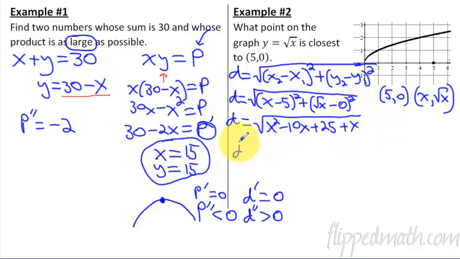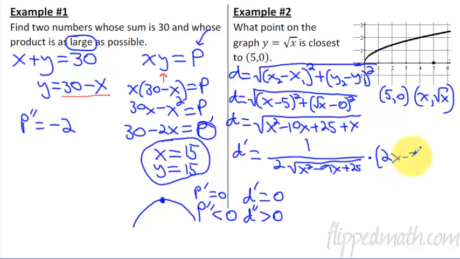So the derivative of the distance is going to be 1 over 2 square root of x squared minus 9x plus 25, and then times the derivative of the inside. So now I'm going to have times 2x minus 9, the derivative of the inside here. Okay, so that's the derivative.